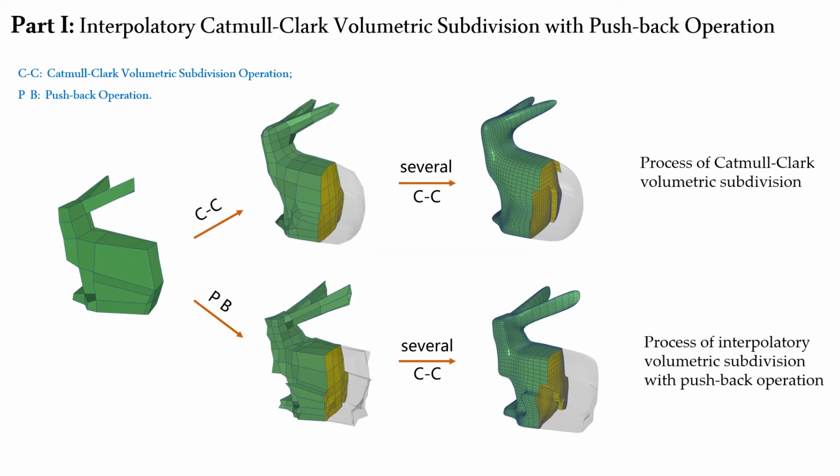Here we go. The first method in our paper is called the pushback method. As shown in the slide, compared with the traditional Catmull-Clark scheme, the only difference is that the first Catmull-Clark subdivision operation is replaced by the pushback operation. By doing this, the limit subdivision volumes will interpolate the vertices of the original control lattice.